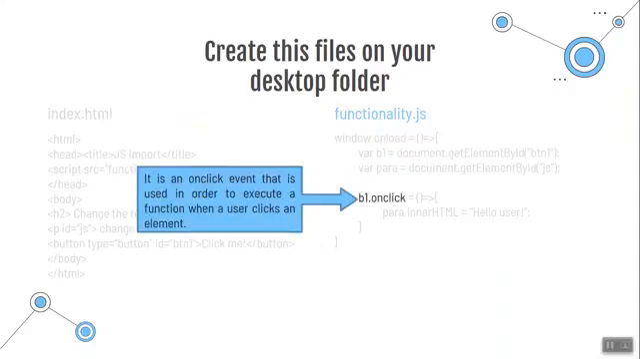And then the next one is the b1.onClick. So it is an onClick event. So I mean to say once the user clicks this element, there's something that would execute, or let's say a function that would be executed by the program. So that is used in order to execute a function when a user clicks an element. Okay, so that's the b1.onClick.